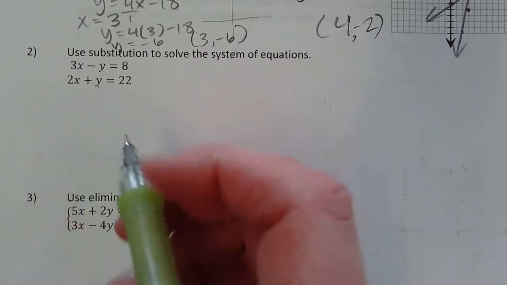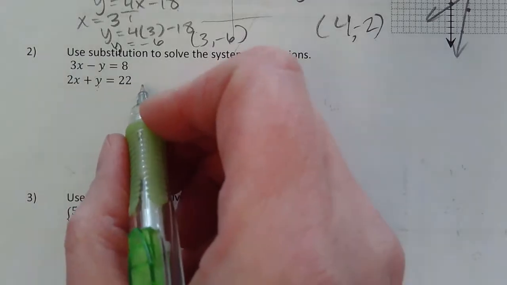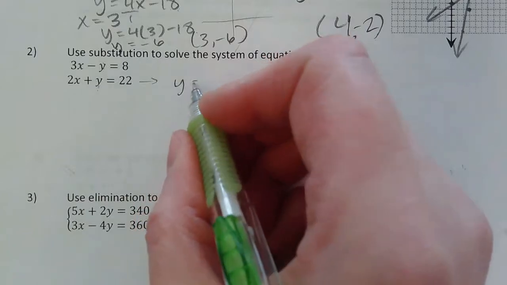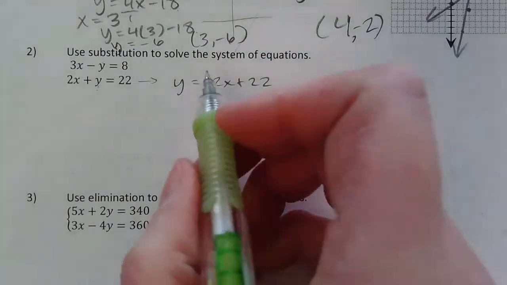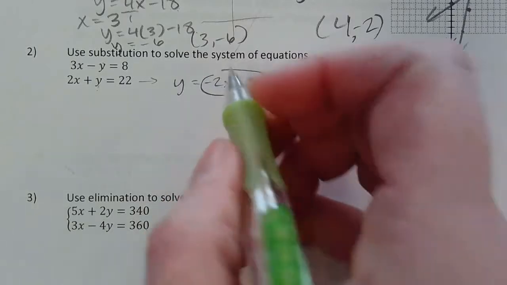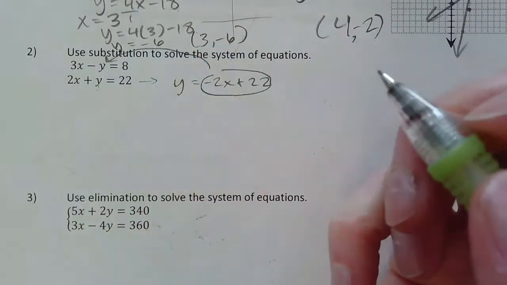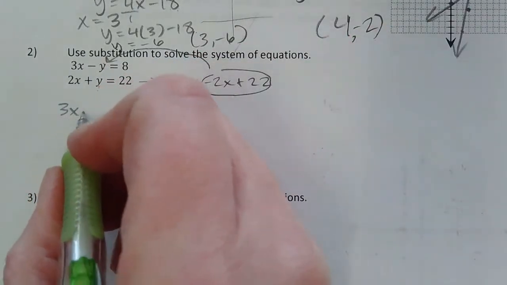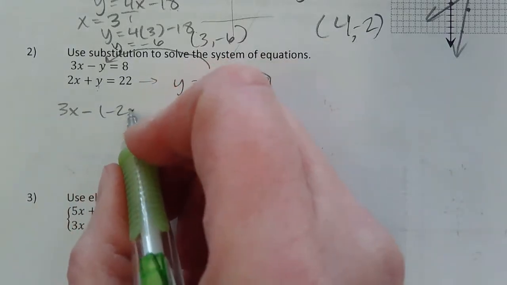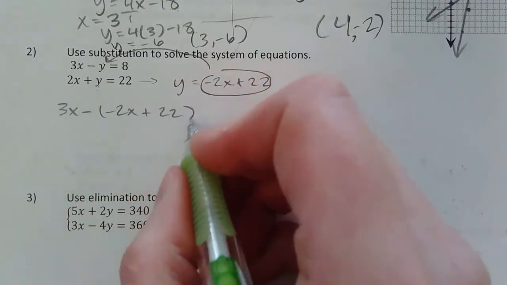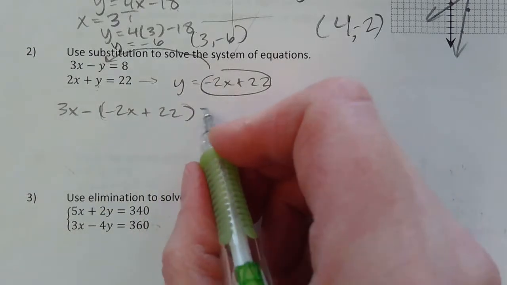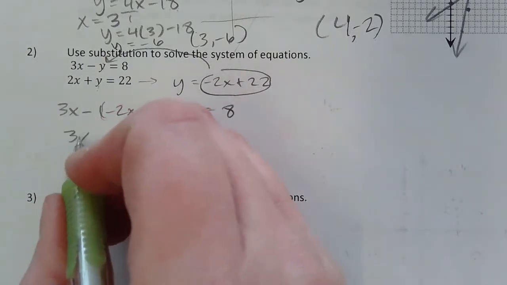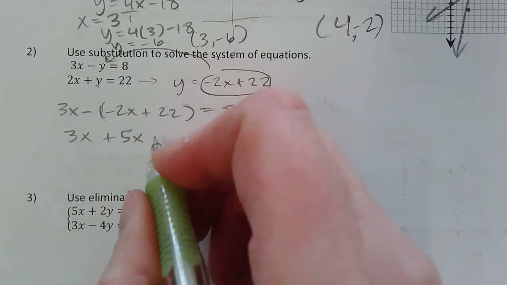I feel like the one in the second equation is easiest to solve for. So I'm going to let that be y equals negative 2x plus 22 by subtracting 2x on both sides. And then I'm going to substitute this into the other equation, into the first one for the y. So we have 3x minus a negative 2x plus 22. Notice I had to put that in parentheses because I'm subtracting all of y. And then I'm going to have to distribute that minus sign.